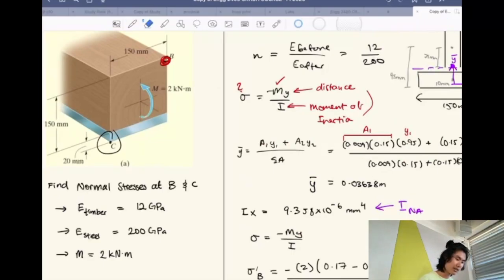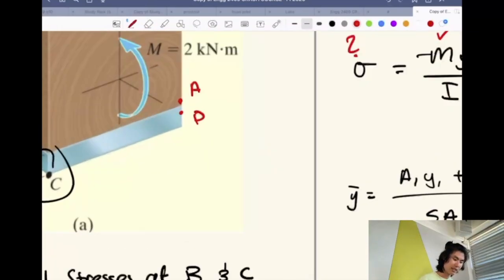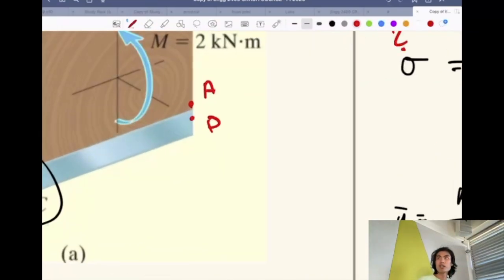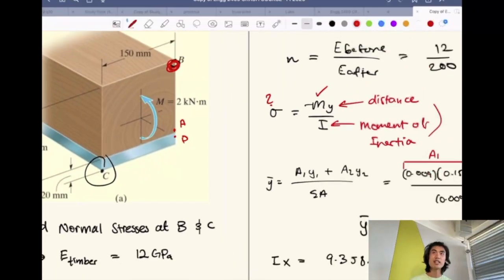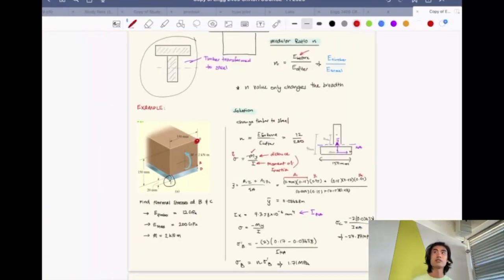Now, where it gets kind of confusing is if they ask you a question about points A and D, where it's like here, pretty much microscopically before and after the transition between the wood and the steel. Then you have to find the strain first with the elastic modulus and then convert back to stress, because both of these materials are capable of taking on different stresses, right?